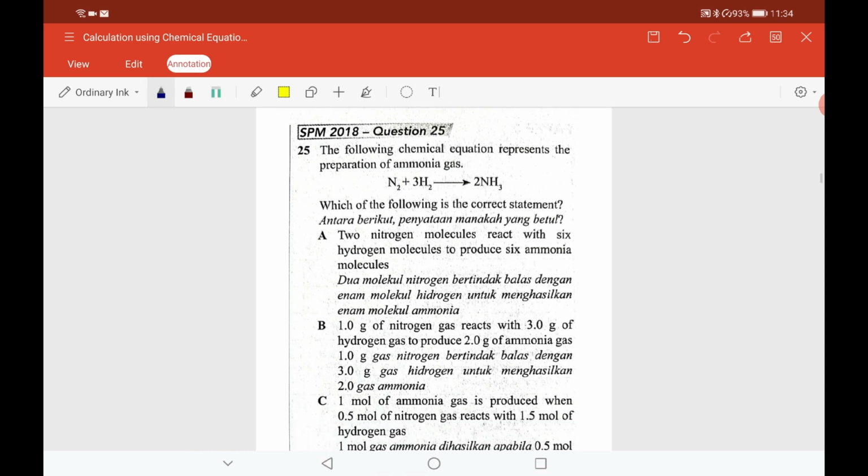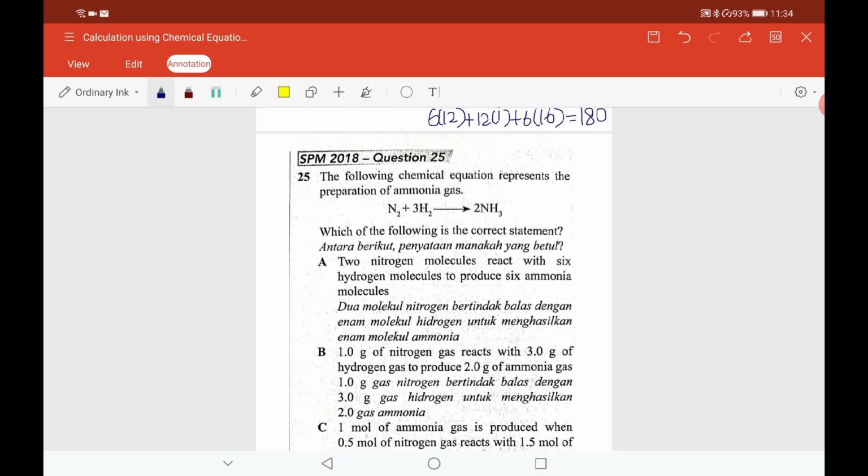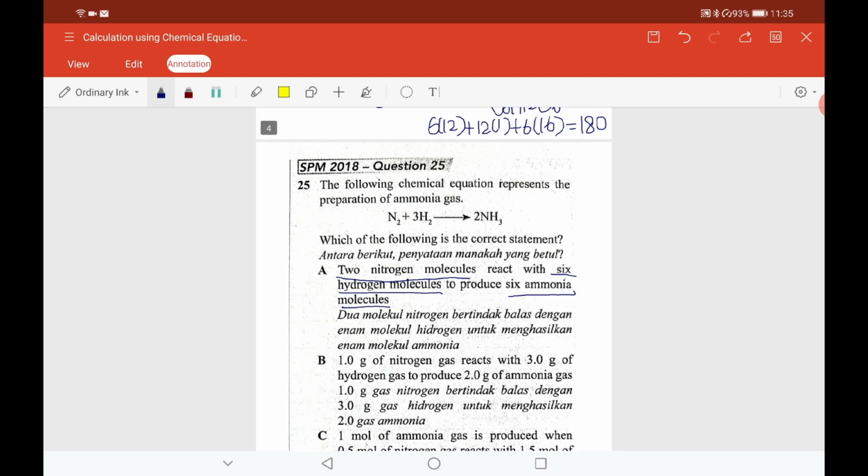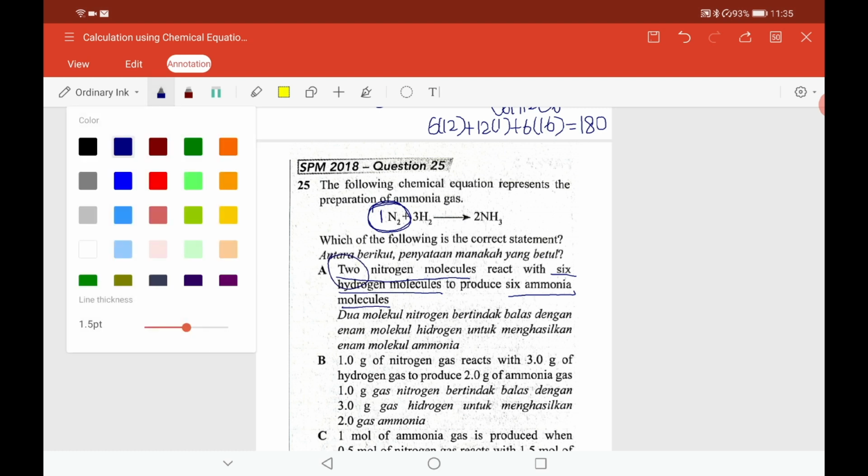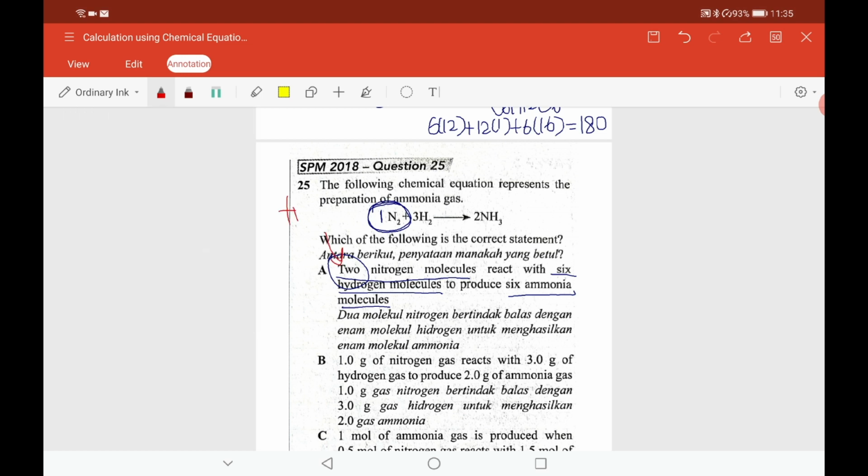Okay. So the first one. So the answer A say that 2 nitrogen molecule react with 6 hydrogen molecule to produce the 6 ammonia molecule. Okay, so this is wrong, because if you look at the nitrogen here only got 1, it's not 2. Even if they want to put the 2, they should mention 2 mole.